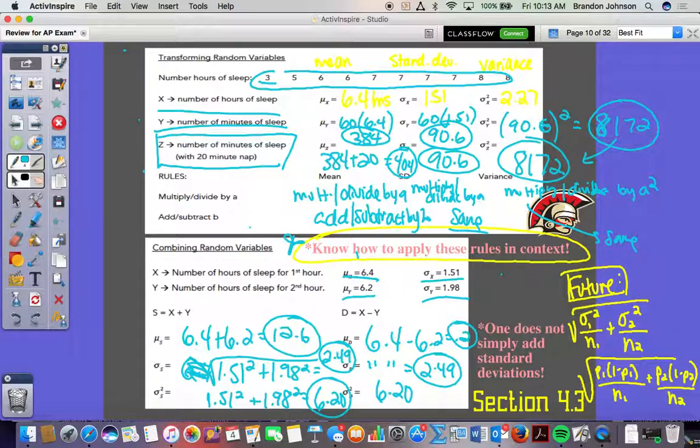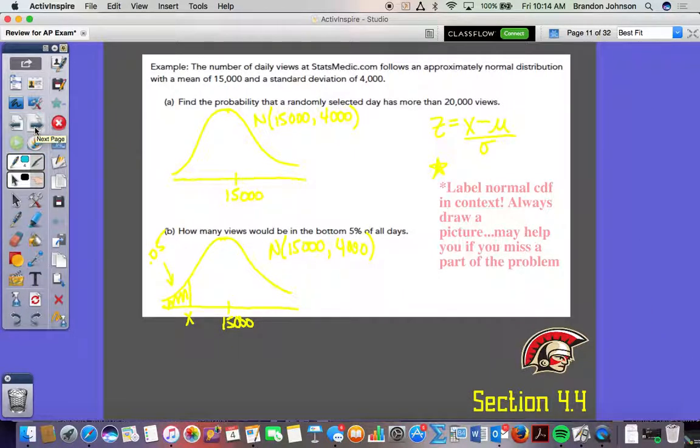Cool. All right, let's go to the next one here. This is the normal distribution. On this one, we have the mean of 15,000 and the standard deviation of 4,000. Now, as we look at this, there are two ways we can attack it: with the z-score or with your normal CDF. Be familiar with the z-score. Multiple choice has taken a lot of problems from this, where you have to know the formula. But if I was to do an FRQ, I would go to normal CDF here.